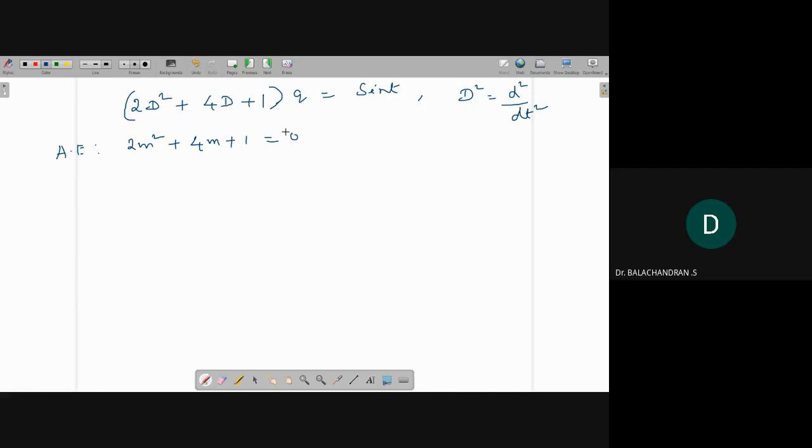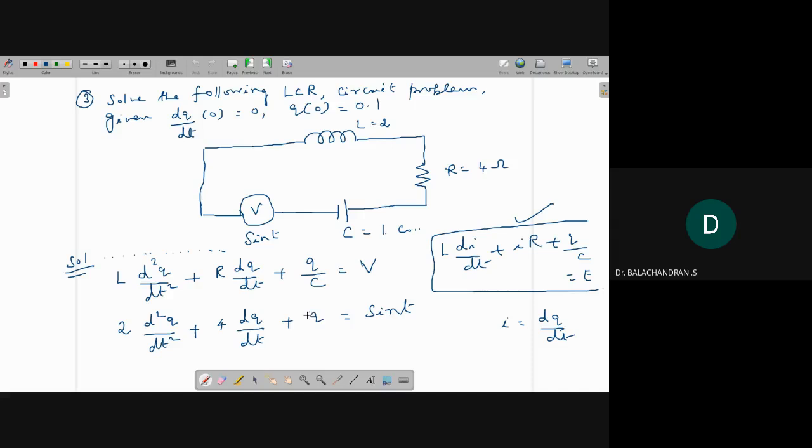Okay, so I don't divide by 2. The reason is if I divide by 2 here, I have 1 by 2. That's why I just keep it as it is.